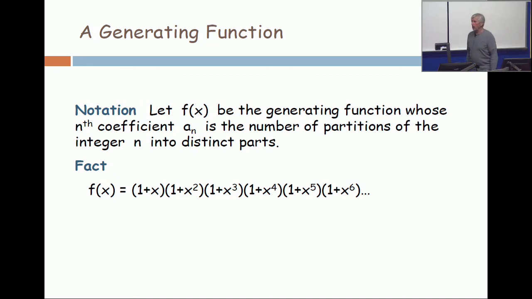Do you have a clue what the coefficient of x to the 300 is? I can say it in words. It's the number of partitions of 300 into distinct parts. But I don't have any idea how big it is. And what about the coefficient of x to the 3 million? Now it's much worse. I can say it in words, but neither you nor I is ever going to compute it.